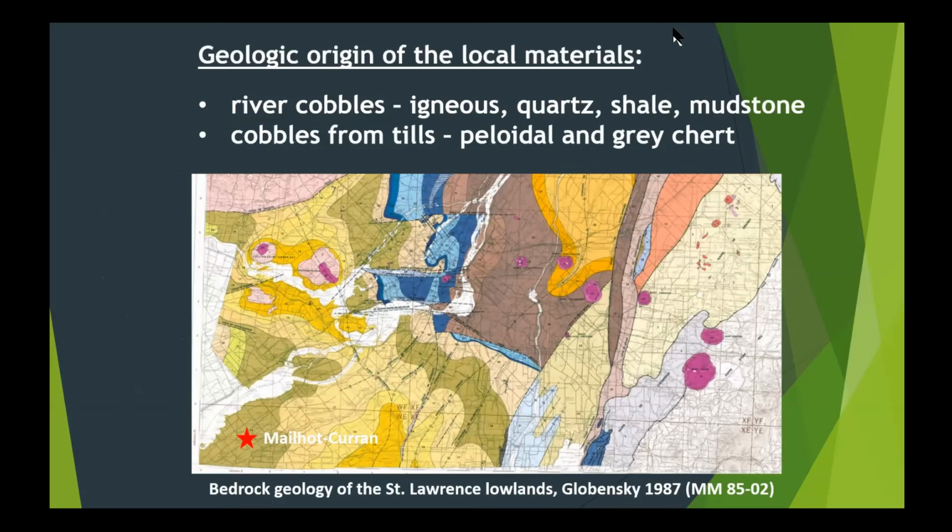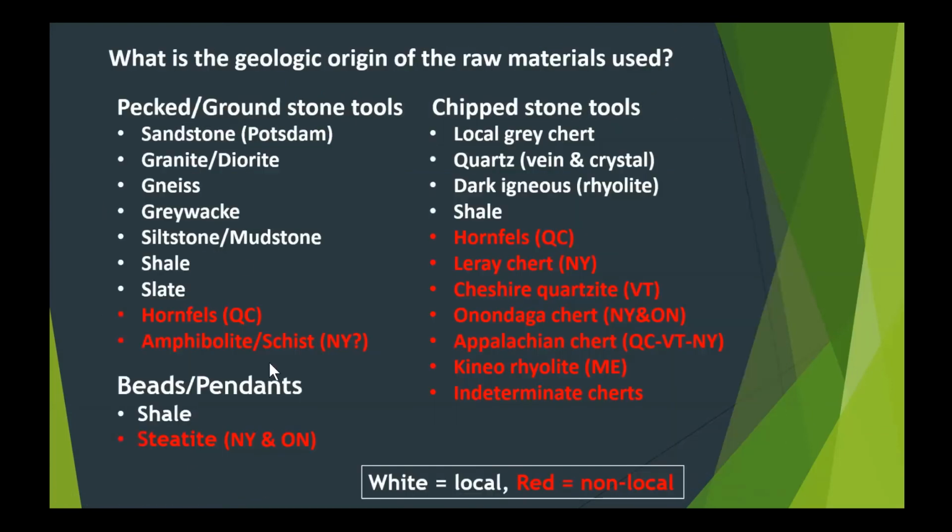So this is just a kind of overview of what are the materials that these people are using on these sites. Well, for the groundstone tools, they're using sandstone and granite and gneiss, greywacke, siltstone, mudstone, shale, slate. That's all local, and then some hornfels from not too far away, and some amphibolite probably from the Adirondacks. For the pendants, well, there's the steatite beads that are clearly from northern New York and southeastern Ontario, and then there's some shale that's used, so local shale.